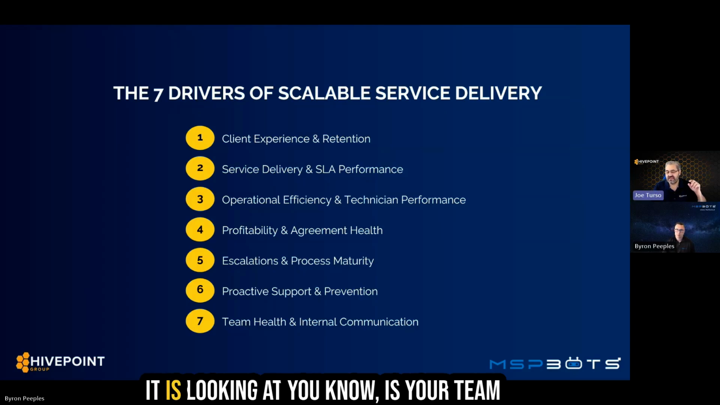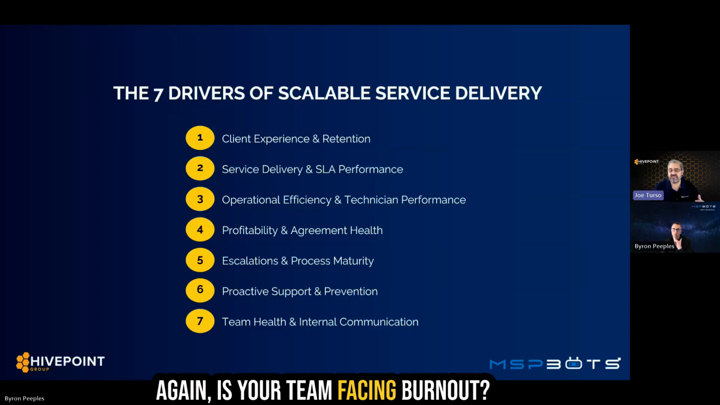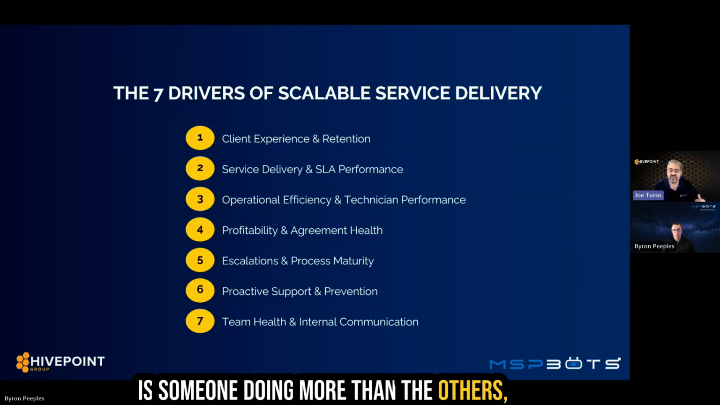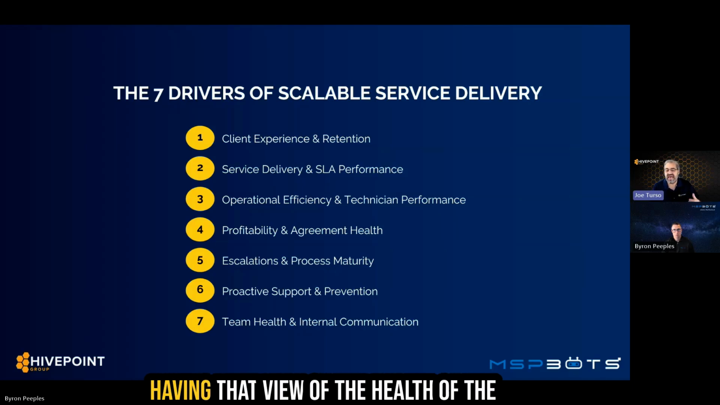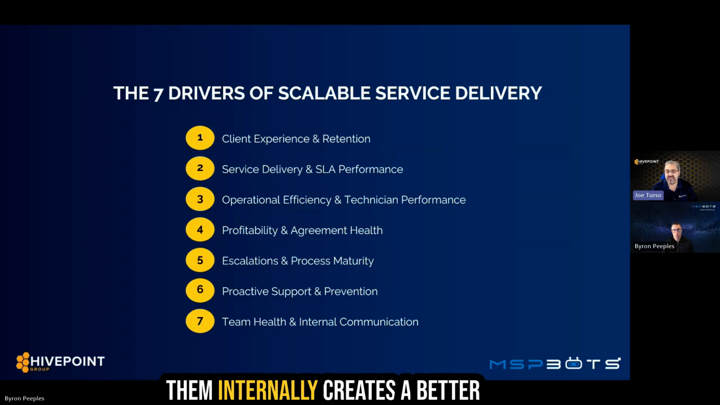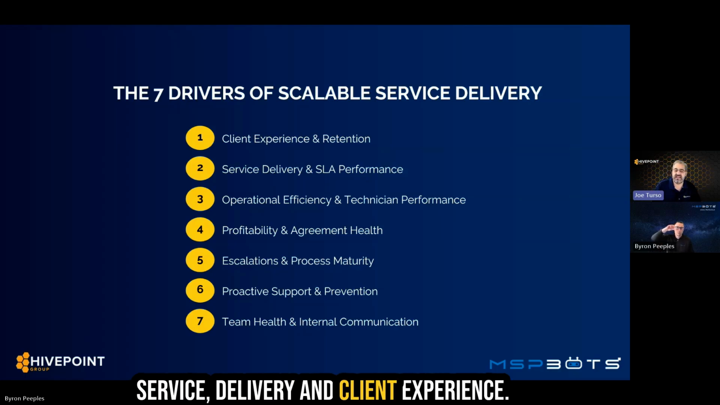It is looking at, is your team facing burnout? Is your team educating themselves? Is your team showing up on time? Is your team meeting their average time per ticket? Is someone doing more than the others? Is this person doing documentation? Having that view of the health of the team and the individual and being able to set those expectations and manage them internally creates a better service delivery and client experience.